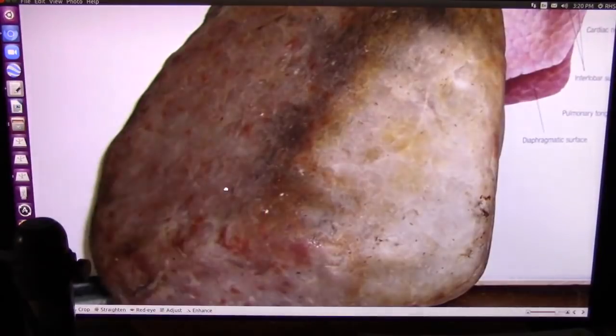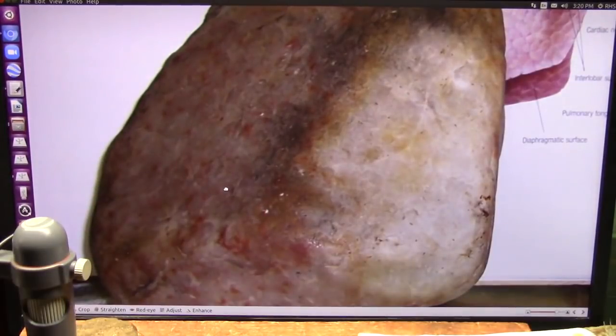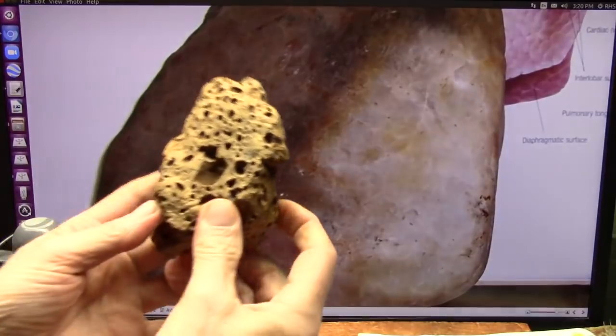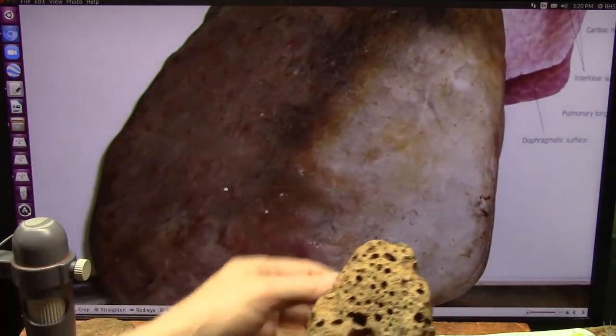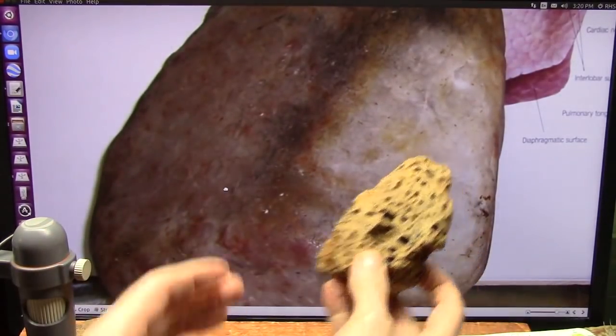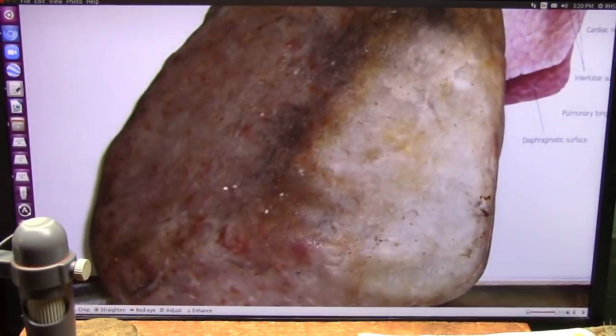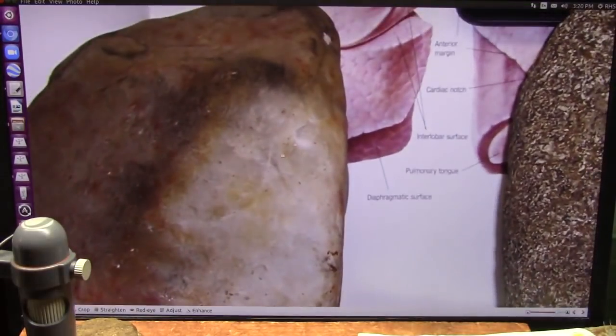Well, I can turn the lights back on because we don't need a microscope anymore. We'll go back to the microscope in a minute. But these are the alveoli, same as here. Right? And the same as in the anatomical model here.